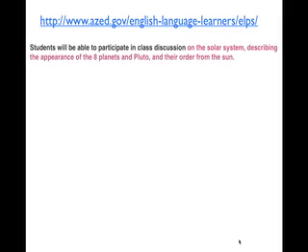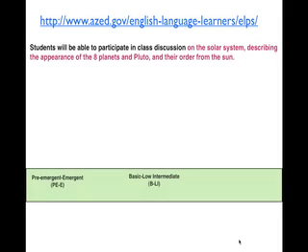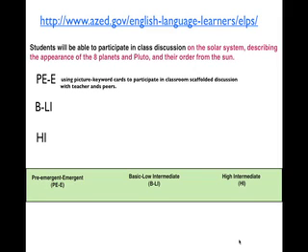Well, let me go back now to my language objective. Students will be able to participate in class discussion on the solar system, describing the appearance of the 8 planets and Pluto and their order from the Sun. Now I need to remember that my 6 categories have been collapsed now into these 5, but I still have the 3 levels. So I'm going to be looking at objectives for pre-emergent and emergent, basic, low intermediate, and my high. Well, going back to those charts, I can come up with this for my pre-emergent, emergent.